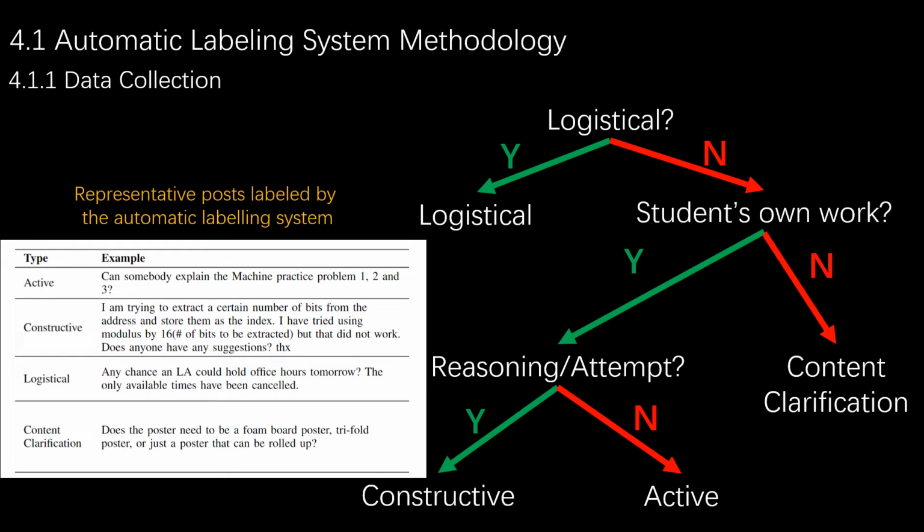Here, we show one representative example for each category that was labeled by the automatic labeling system. According to the image on the left, the active question directly asks for help without showing any knowledge about the concept or any attempt to solve the problem. On the contrary, when it comes to the constructive question, the student clearly shows his attempt to solve the problem. The logistical question is asking about the LA office hours, and the content clarification question is asking for clarification about a project, which is irrelevant to the student's own work.